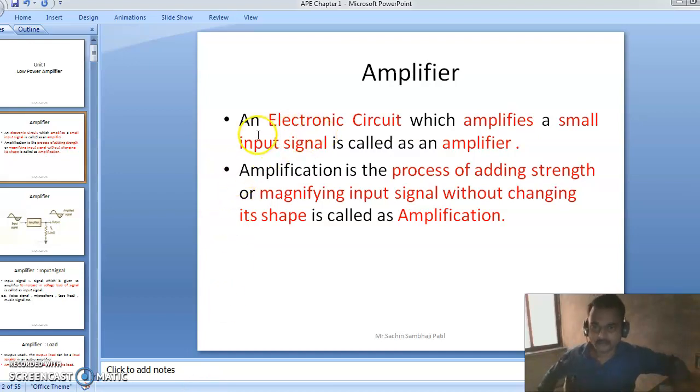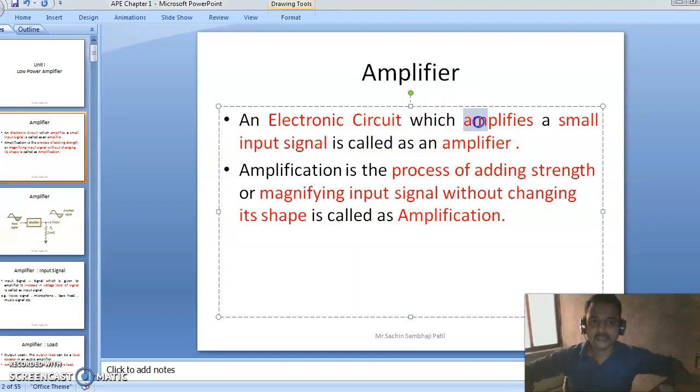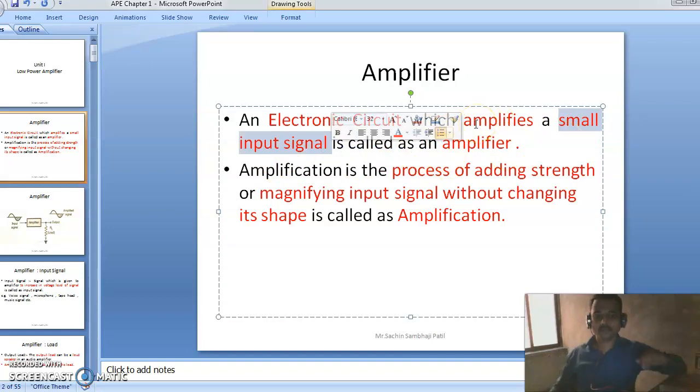So what is an amplifier? An amplifier is an electronic circuit which amplifies a small input signal. It is a circuit which can improve the strength of the input signal, which can increase the strength of the input signal. Amplifying means increasing the voltage level of the input signal. That is the amplifier.